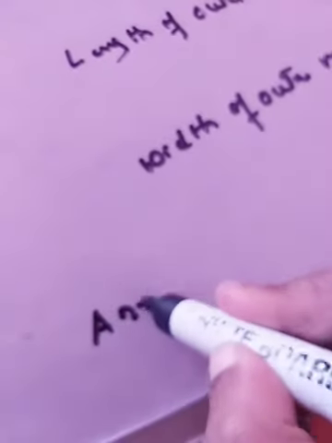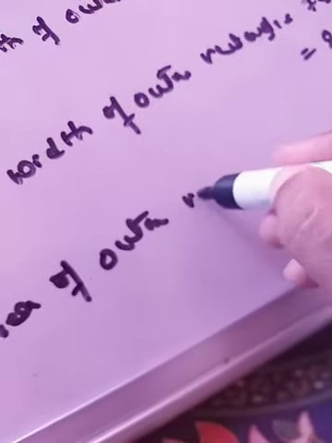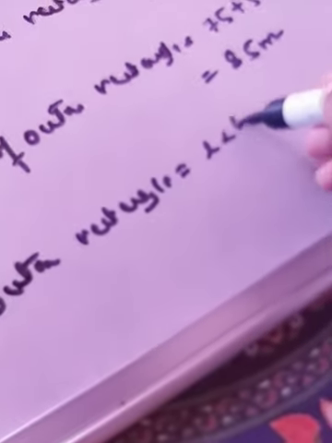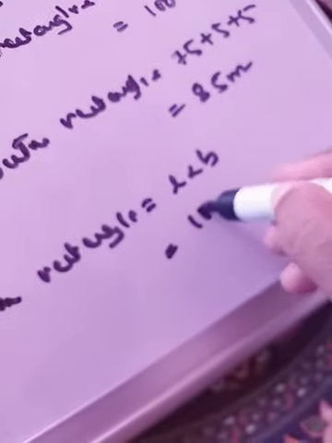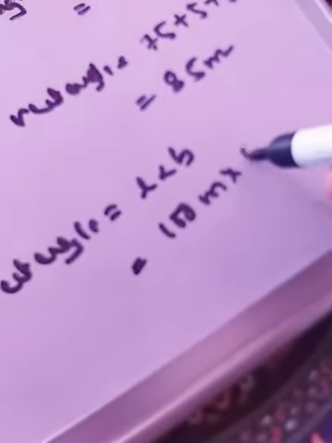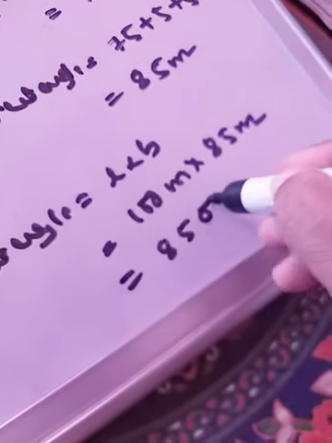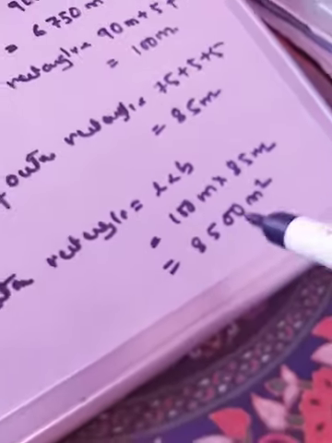Now we'll get the area of the outer rectangle. So area of the outer rectangle, again, length into breadth, students. Now if I do length into breadth, then it is 100 meter into 85 meter. So it will become 8500 meter square. Okay, now we know the area of the outer rectangle.